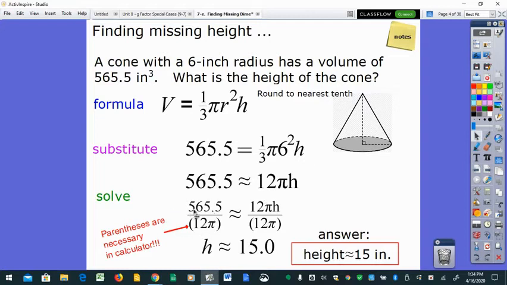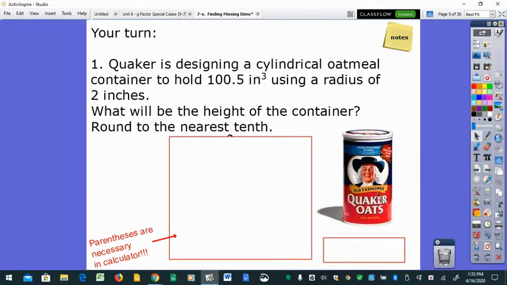Please just make sure, like I said, if you have to pause the video, that calculator-wise you understand how to do this division and you do get the 15.0. Okay, let's take another example. This time we don't have a cone, we have a cylinder. The volume is 100.5 inches cubed.